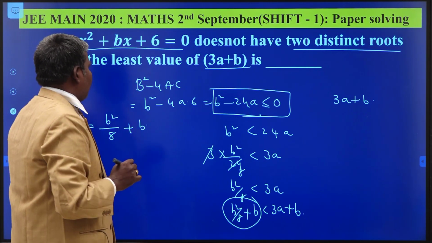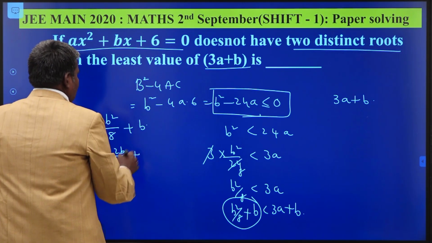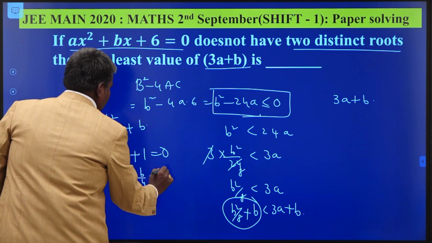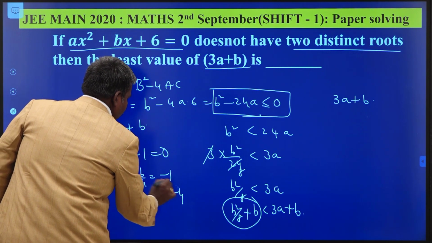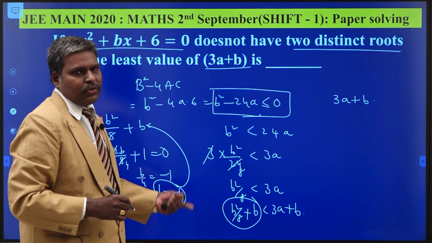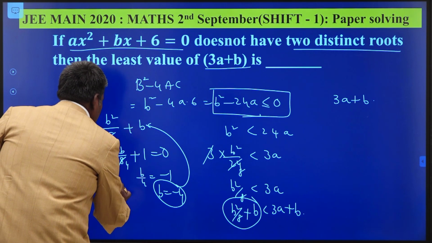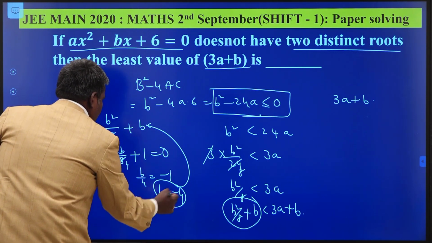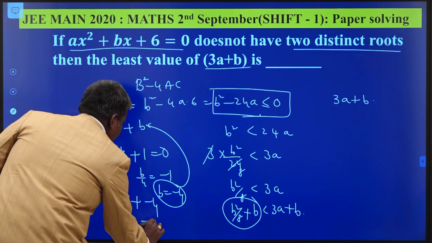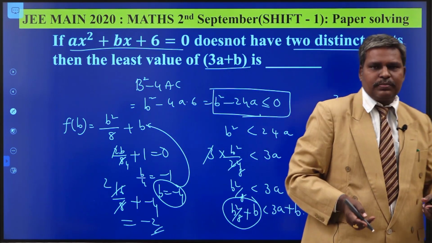To get maximum or minimum, what do you have to do? Differentiate. 2b by 8 plus 1 plus 0. It is 4 times, b by 4 is equal to minus 1. b equal to minus 4. Keep the value of b here itself, we get the minimum value. If you find the double derivative, f double dash should be positive, then it will get a minimum value. b square, that is 16 by 8, plus b, that is minus 4. So 8 twos are 16, 2 minus 4, that is minus 2. So the minimum value of 3a plus b is minus 2.